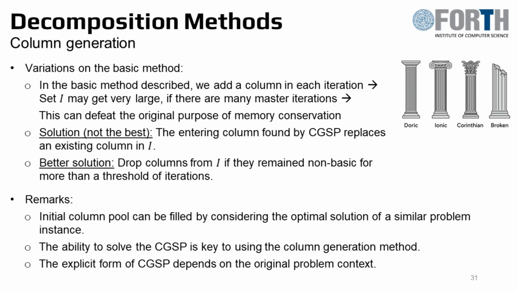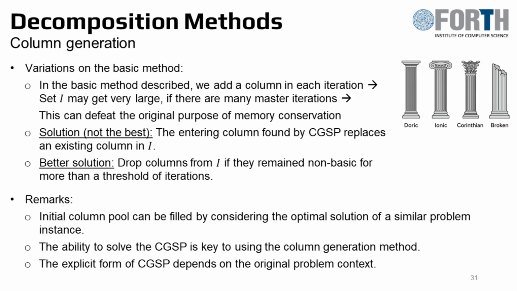Let us now discuss some practical variations of the basic column generation method. In the basic version described so far, we add exactly one new column at each iteration. However, if the number of iterations becomes large, the set I of columns in the restricted master problem can grow significantly. This may defeat one of the original purposes of column generation, namely memory conservation, so we consider alternative strategies. A simple, but not necessarily ideal solution is the following. When a new column is generated by the subproblem, it replaces an existing column in I. This keeps the size of I fixed, but may slow convergence.